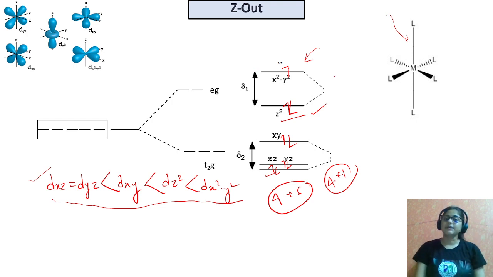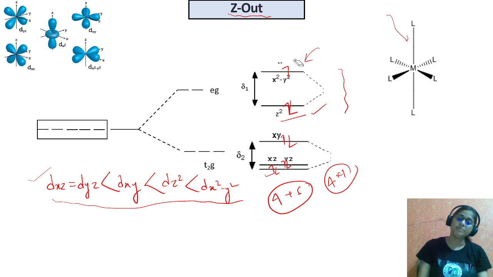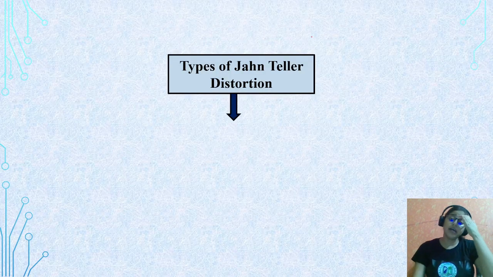Sometimes students get confused, and depending on the name, Z out is written, so they just take that inverse. They think that z square will have more energy, but this is wrong. You have to understand why, because of the electron density which I told you. Now coming to the other type, Z in is left.